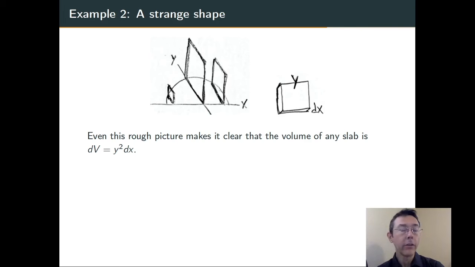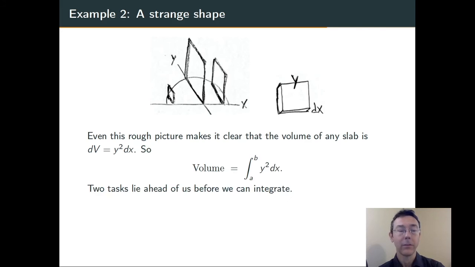The good news, as unintuitive as this shape might be, is that the volume isn't going to be too bad to calculate. Once we have this slab drawn, we can write a fairly simple formula for the volume of that slab. dV equals y squared dx. So overall, this is going to be the form of our integral that's going to give us the volume: the integral from a to b of y squared dx.